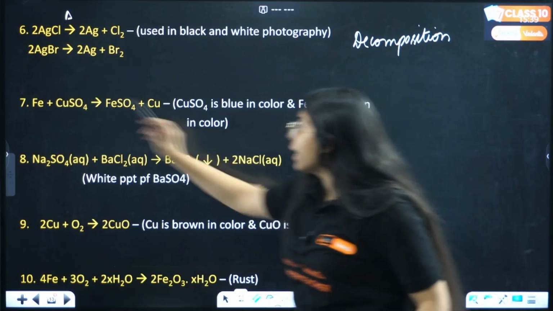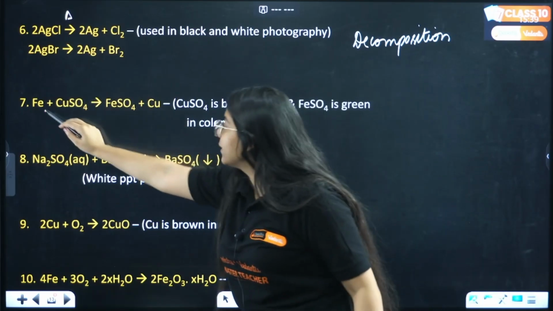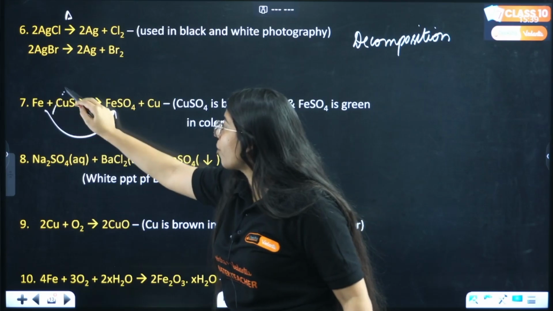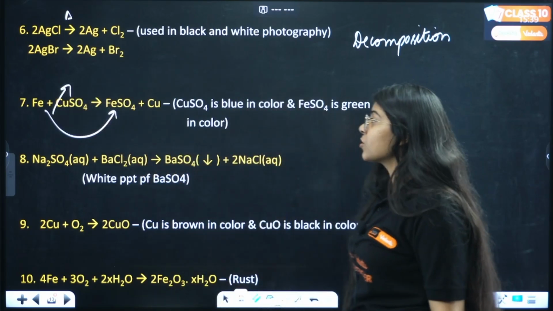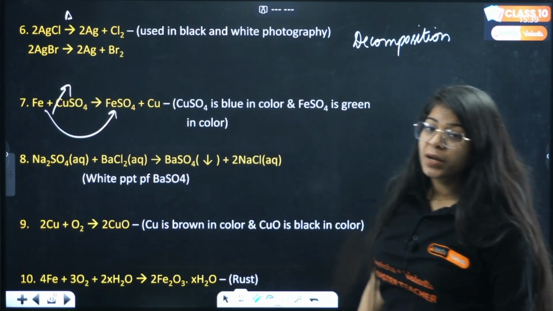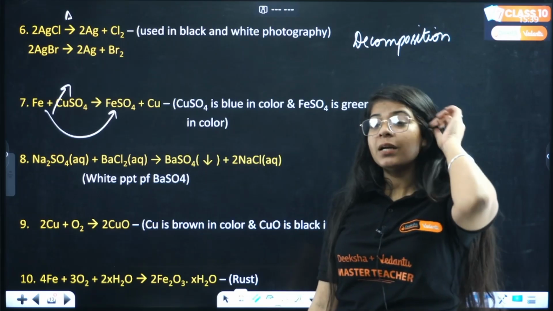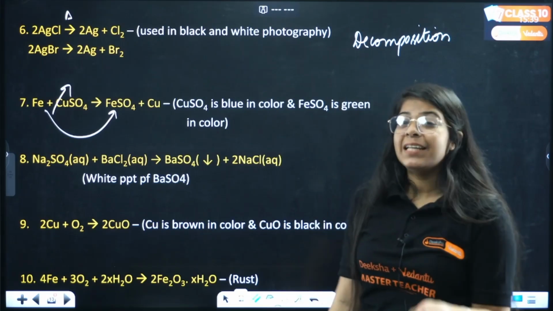Okay, now iron plus CuSO4, iron displaces the copper out and it becomes FeSO4 plus copper. Now CuSO4 was blue in color, now FeSO4 is green in color.